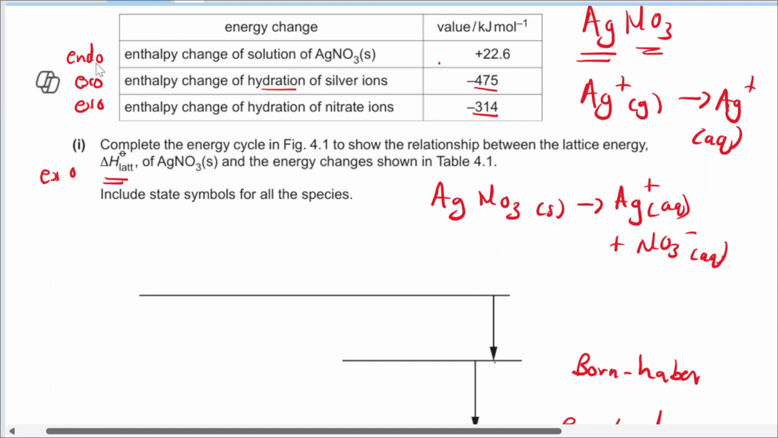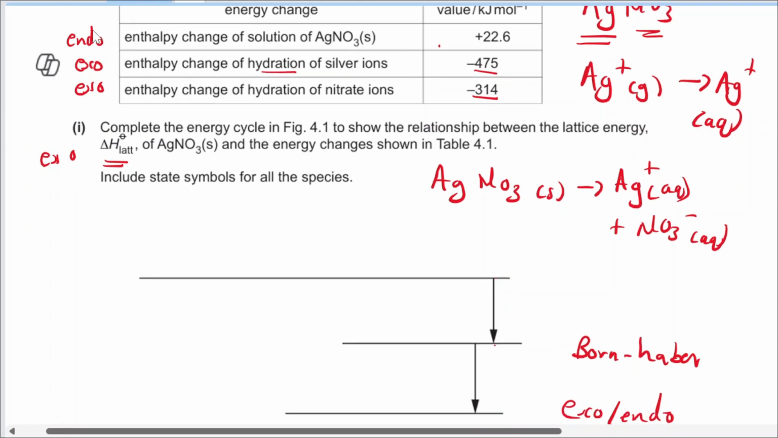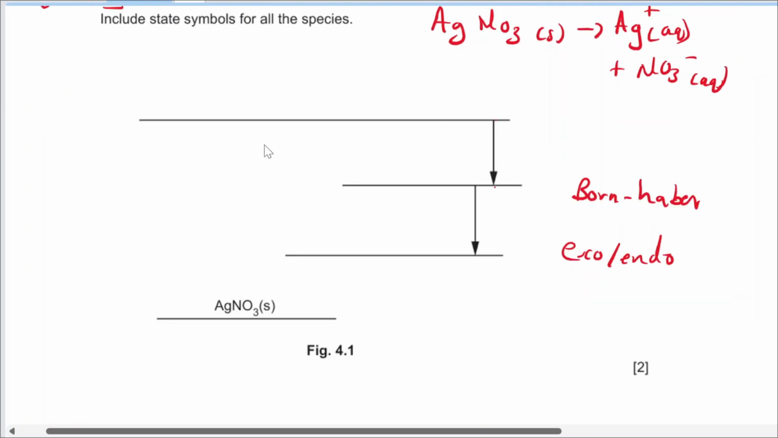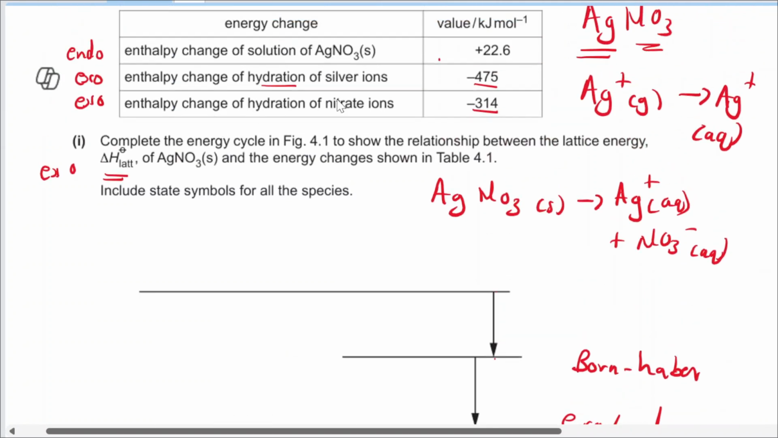So how many arrows will you have here? You'll have 4 arrows: 1, 2, 3, 4. And 3 of them will be exothermic and 1 of them will be endothermic, right? Now the problem here is that we have these two arrows going down, and we have to fill in these hydration values.